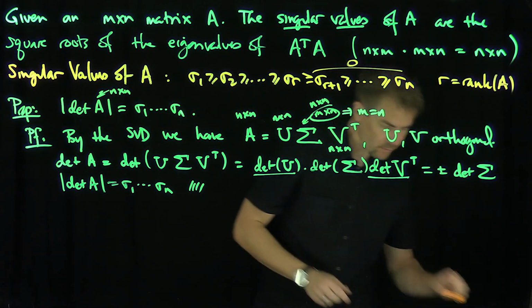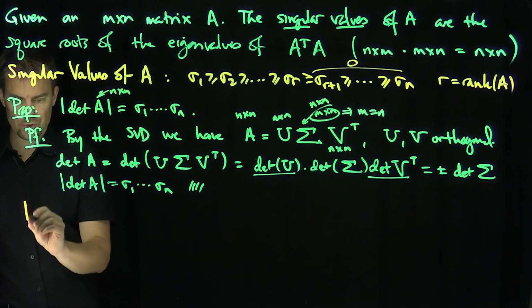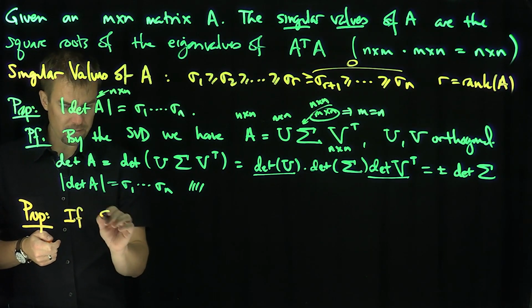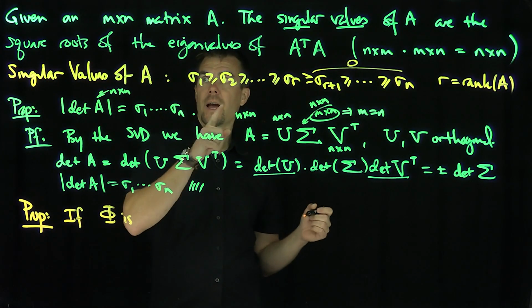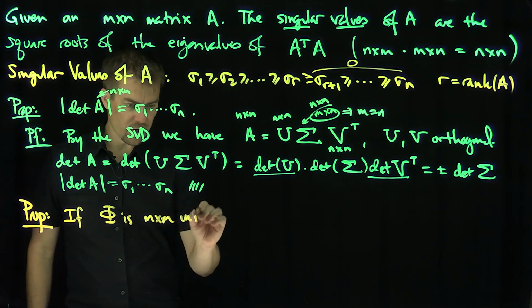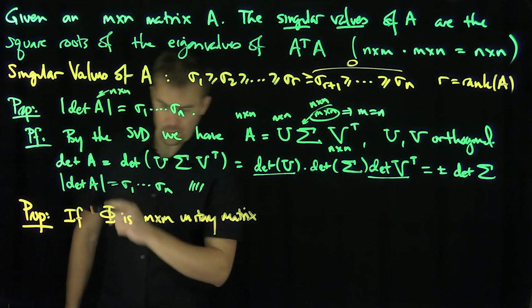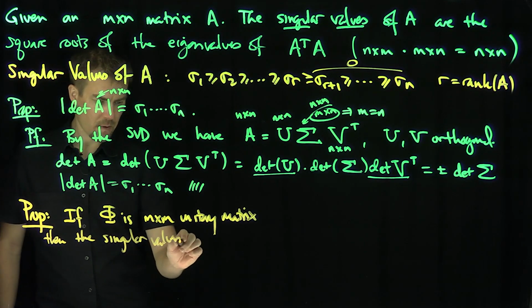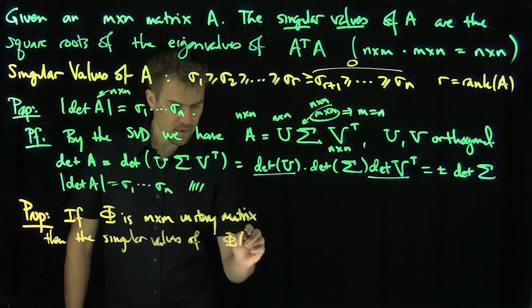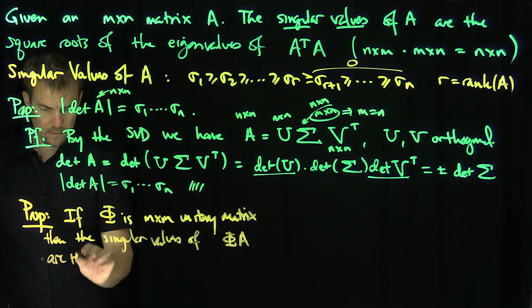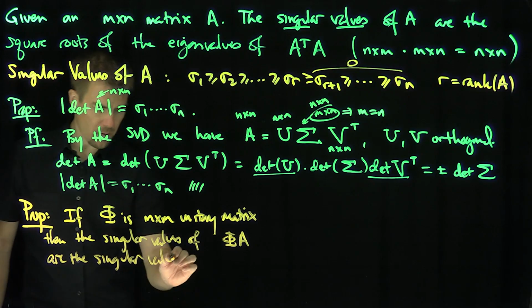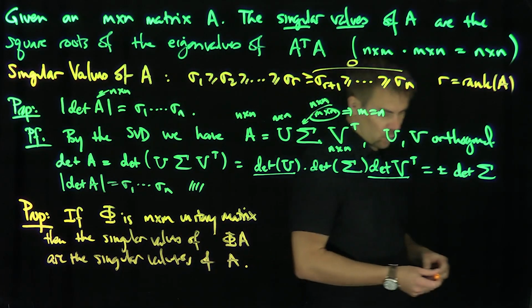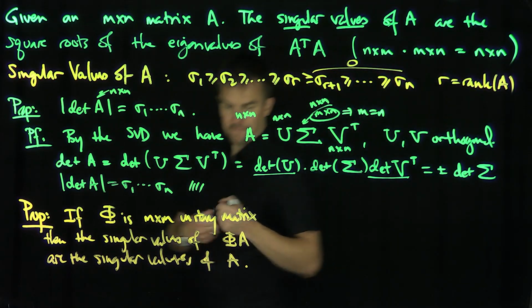So here's the next proposition we'll prove. Let's call it proposition 2. It says that if phi is an m by m unitary matrix, orthogonal matrix, then the singular values of phi A are the singular values of A. And the proof of this proposition is actually just one line long, right? Because what we can do is look at this matrix over here, phi A.